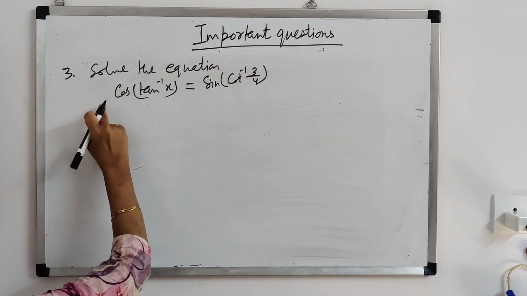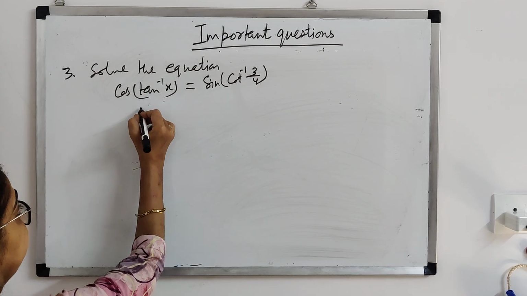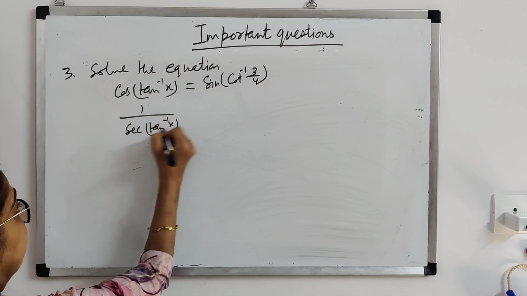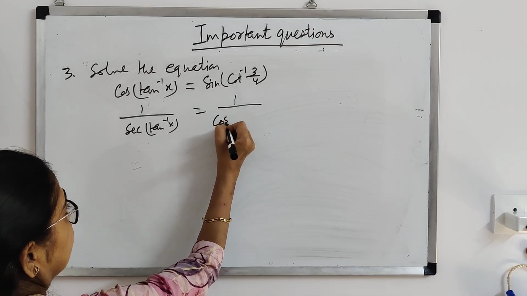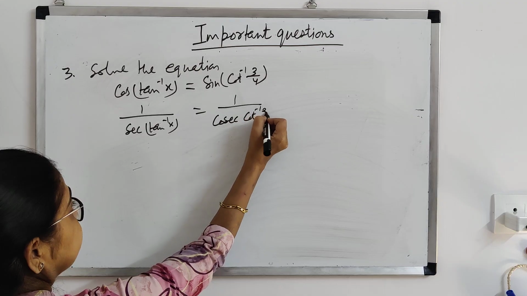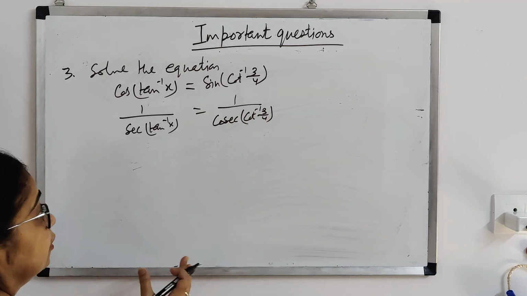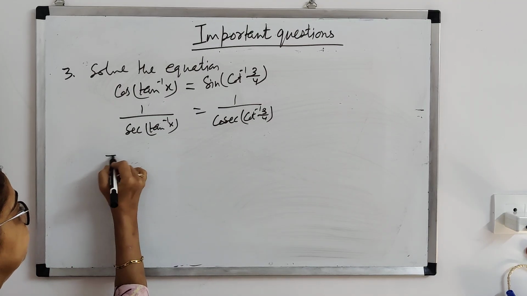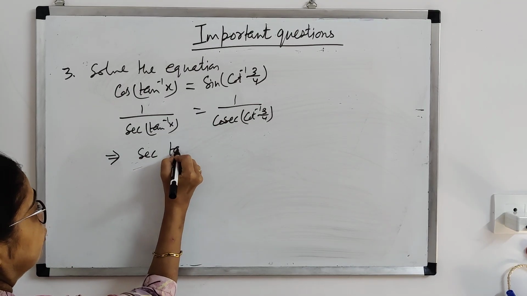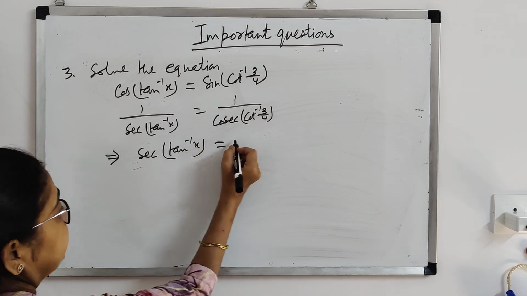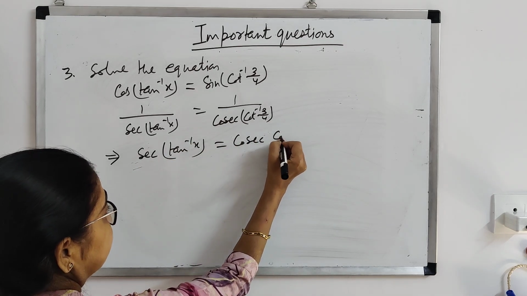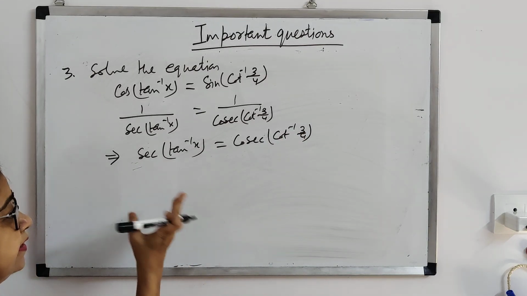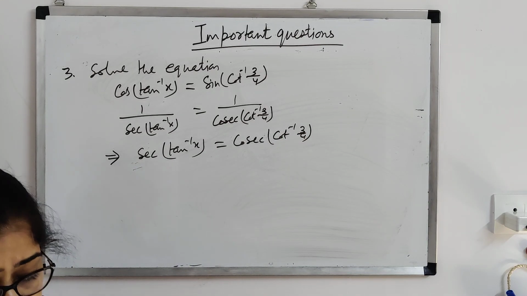So we can change it. I can write this as 1 upon sec, and this can be written as 1 upon cosec. In board exams you won't get lengthy questions, but questions might be tricky. So this is the first step which you have to do. The reason why we are converting to sec and cosec is that in the previous question you have seen cosec and sec can be written in terms of cot and tan.